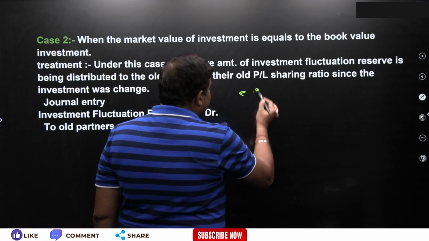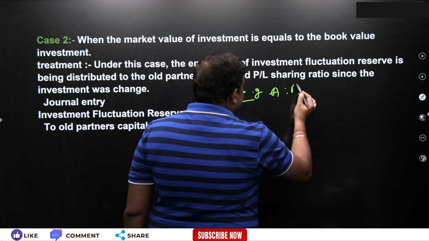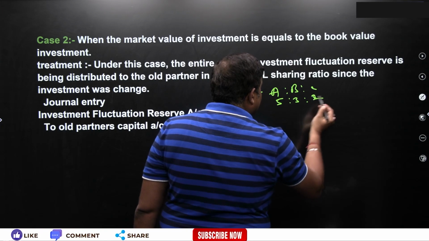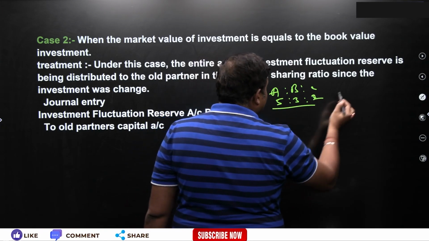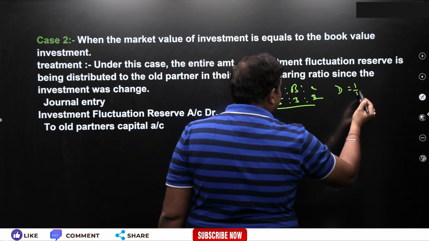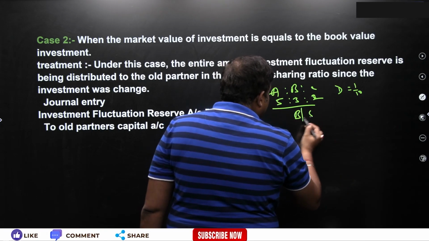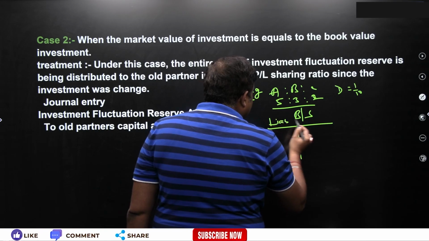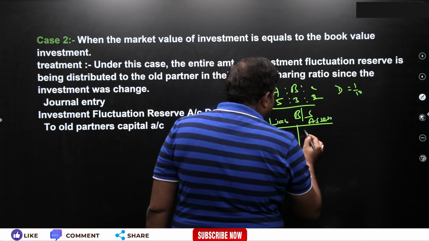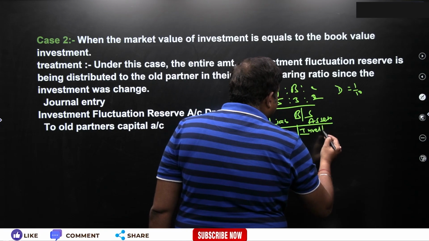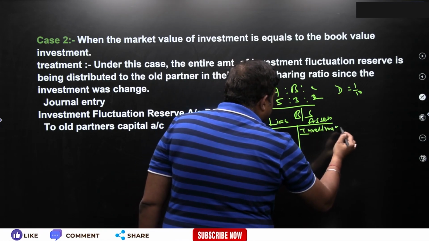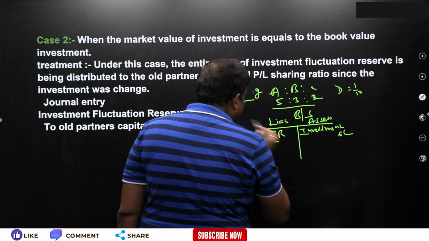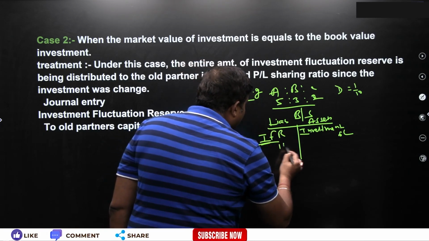Again, I would like to take an example for your better understanding. The same example has to be taken. A, B, and C were the 3 partners, sharing 5:3:2. D is coming into the firm for 1/10 share. This is your liability side and this is your asset side, and here they have given you an investment of say 6 lakh, and investment fluctuation reserve, for which I'll use the shortcut IFR. This is for 1 lakh.